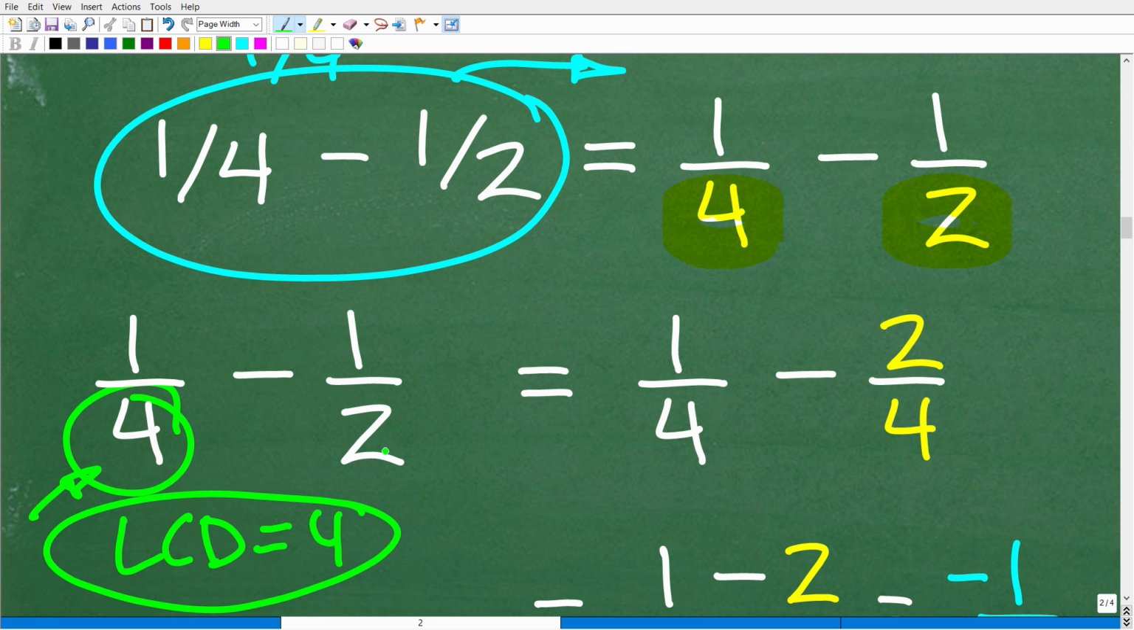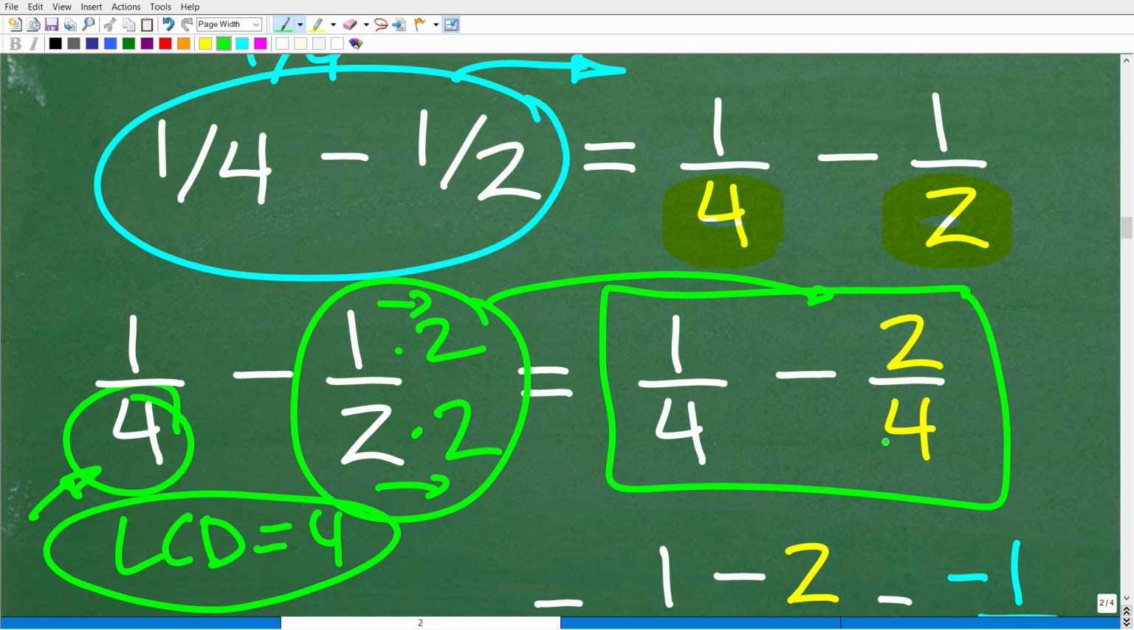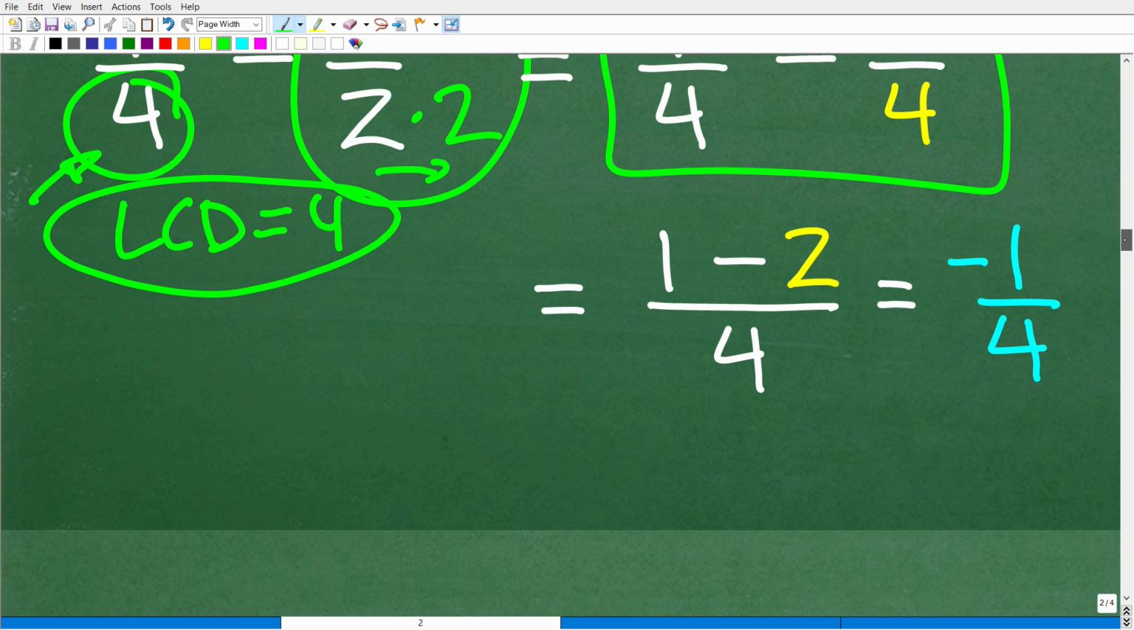So how do I turn a 2 into a 4? Easy, just multiply it by 2. But if I'm going to multiply the denominator by 2, I have to multiply the numerator by 2. So this fraction now becomes 2/4. When you're multiplying fractions, by the way, you just multiply the respective numerators and denominators. All right, so 1/2 is the same thing as the fraction 2/4. So now we have fractions here that have the same denominator. Okay, so now we get to subtract the numerators.